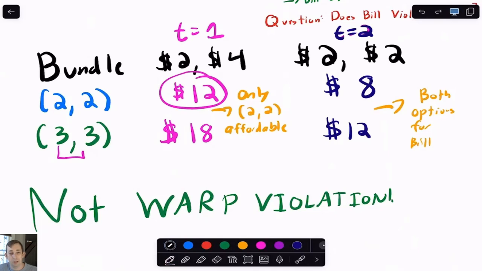So that's just an algebraic example. Again, hopefully this makes WARP, or the weak axiom of revealed preference, make a little more sense. Feel free to look back at that original video, and see if you can spot the error that I made in that video without looking at the comment.